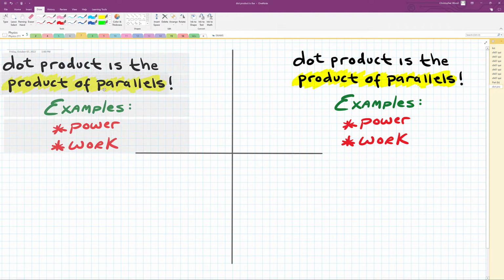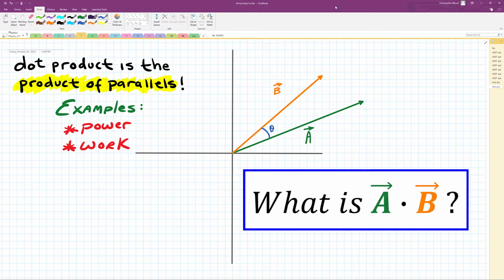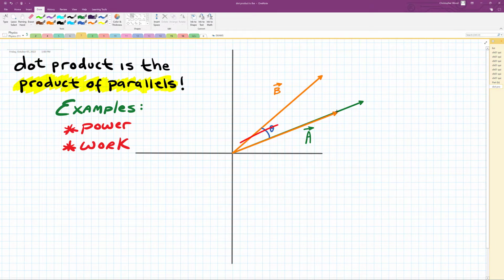Look at these two vectors, green vector A and orange vector B, with angle theta between them. Okay, let's figure out what the product of parallels is with vectors A and B, or in other words, what is vector A dot vector B? A dot B. If I project vector B onto vector A, I get this parallel projection.